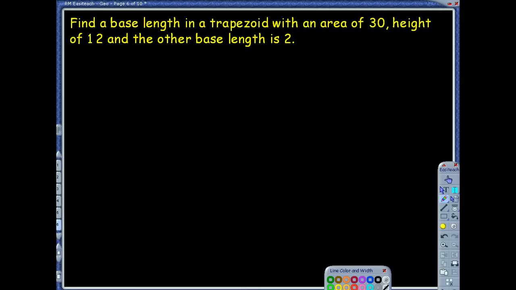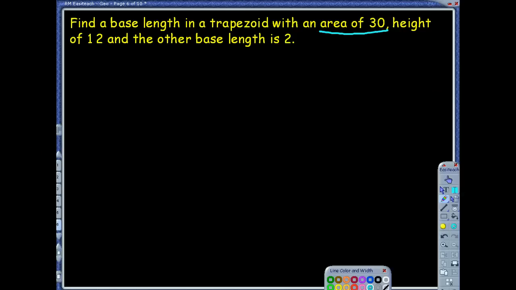All right, for this next one, find a base length in a trapezoid with an area of 30 and a height of 12, and the other base length is 2. Now, what does this not have that the previous ones did have? One thing I noticed is that they're telling you the area. Nowhere is it saying find the area. They're giving you the area, which basically means there's probably something missing, like some side or maybe a height of some sort.